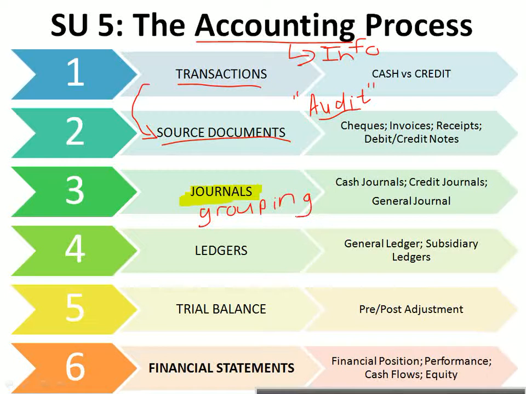Right, so are we going to sell once and that's it? No. Okay, we're going to sell multiple times. Are we going to buy once and that's it? No, we'll buy multiple times. So every time we buy or every time we sell, we're going to group similar transactions in something called a journal. That's the purpose of a journal. You get cash journals, you get credit journals, and you get a general journal. The ones that are important are the cash and credit. General is for anything, so anything else that you don't have a specific box for. It's like boxing the receipts.